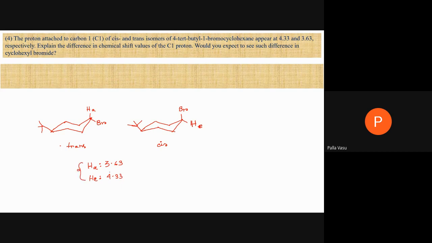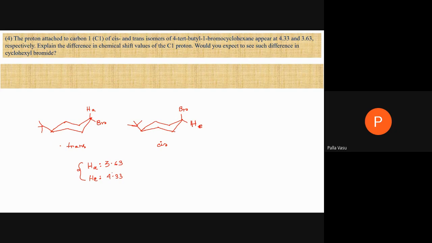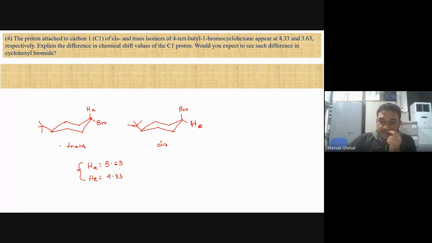Why? Sir, in the previous slides, I observed that when the hydrogen is in axial position, the chemical shift values are lower. Based on observation, I told. Yes, yes. In any kind of cyclohexane or similar system, you will see that your equatorial one will be more deshielded compared to the axial one.